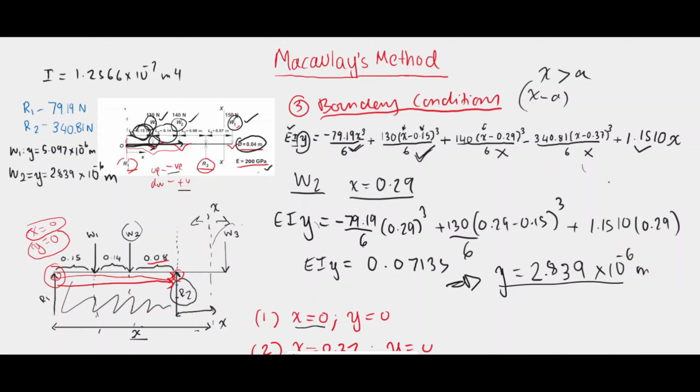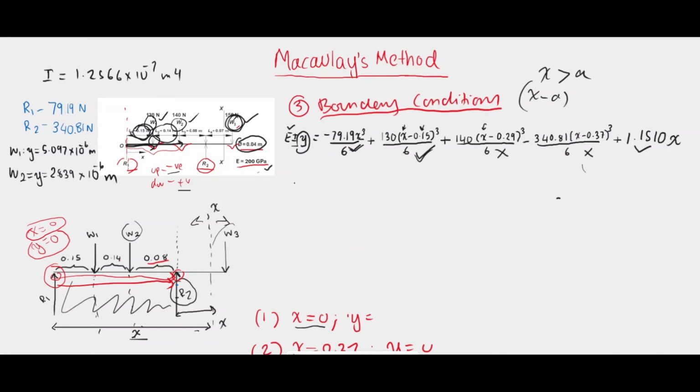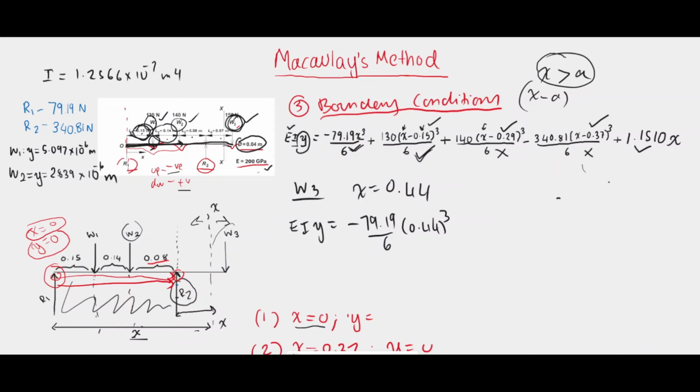Finally, we have to find the deflection for W3. At W3, x is equal to the full length of the beam. That is 0.15 plus 0.14 plus 0.08 plus 0.07, and that is equal to x is equal to 0.44. So we do it the same way we did earlier. Now let's see if they obey the singularity function rules. When x is equal to 0.44, yes, it is greater than 0.15, it is greater than 0.29, and it is greater than 0.37. That is because when x is equal to 0.44, it spans the full length of the beam. So naturally, x will be greater than a.